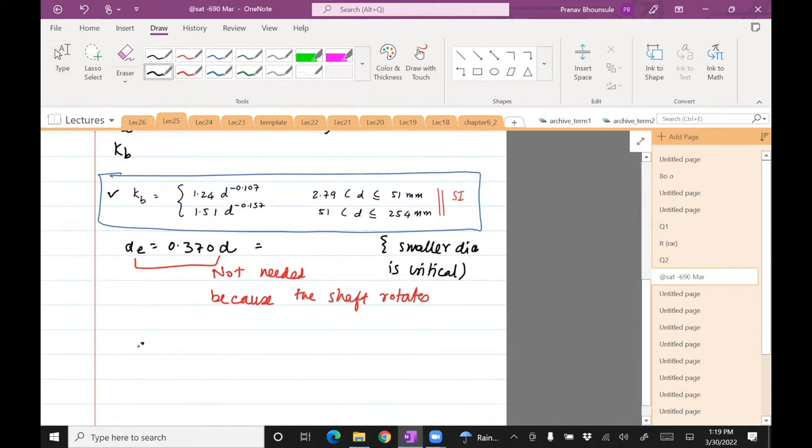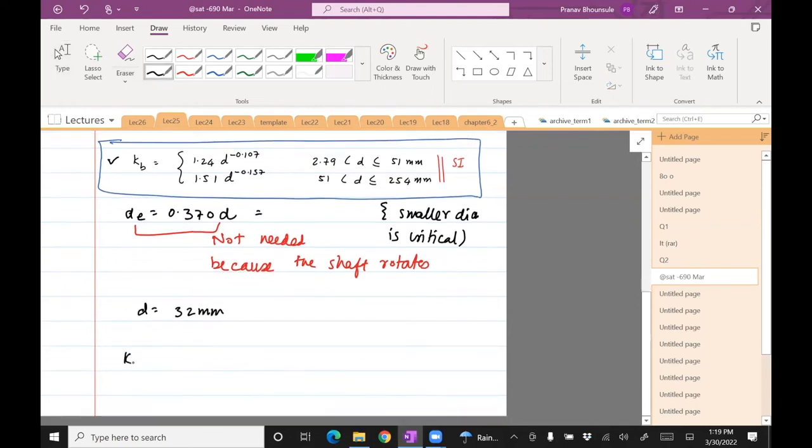Okay, so then D is 0.330. Remember the D is in mm, and I presume that the dimensions are in mm. So we just go KB equals 1.24 times 32 to the power minus 0.107. That comes out to be 0.86. Okay, two factors knocked down.